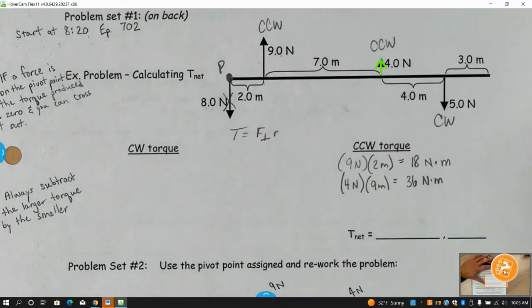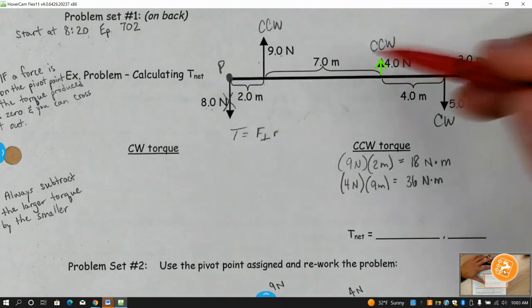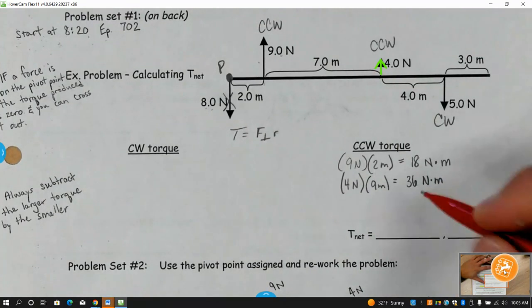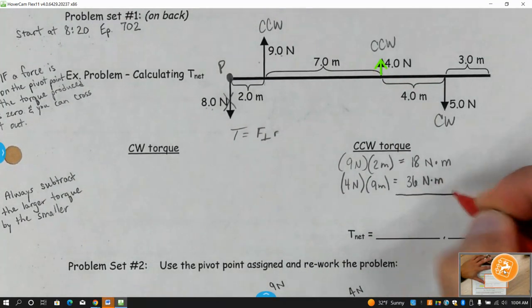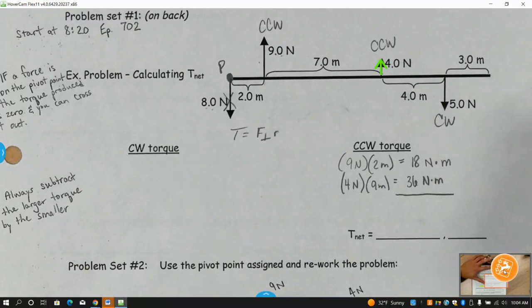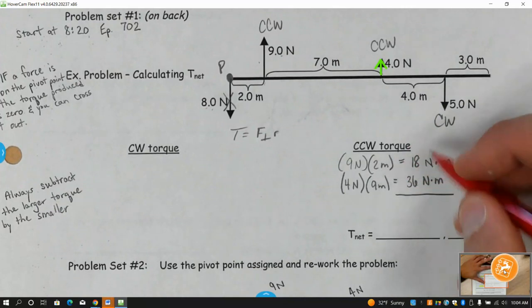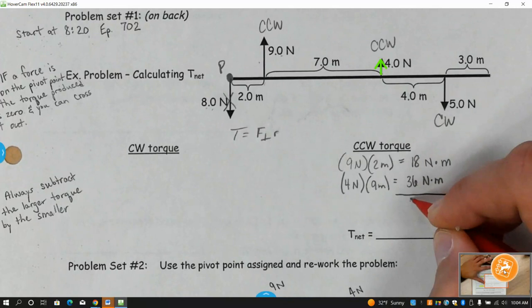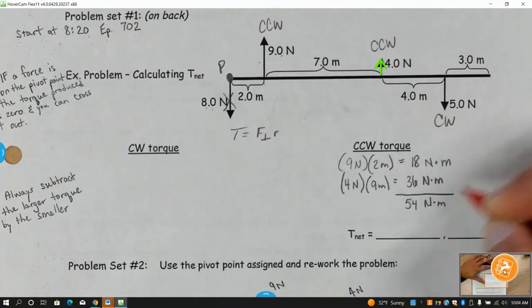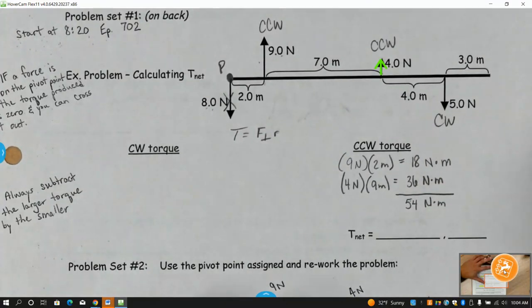Now, are there any more clockwise or counterclockwise forces here? No. So, just like when we did free body diagrams and forces, if you have 2 forces in the same direction, what do you do with them? Add or subtract? Add them together, right? Since these 2 are in the same direction, we're going to add these together. 36 and 18 gives me 54 Newton meters.